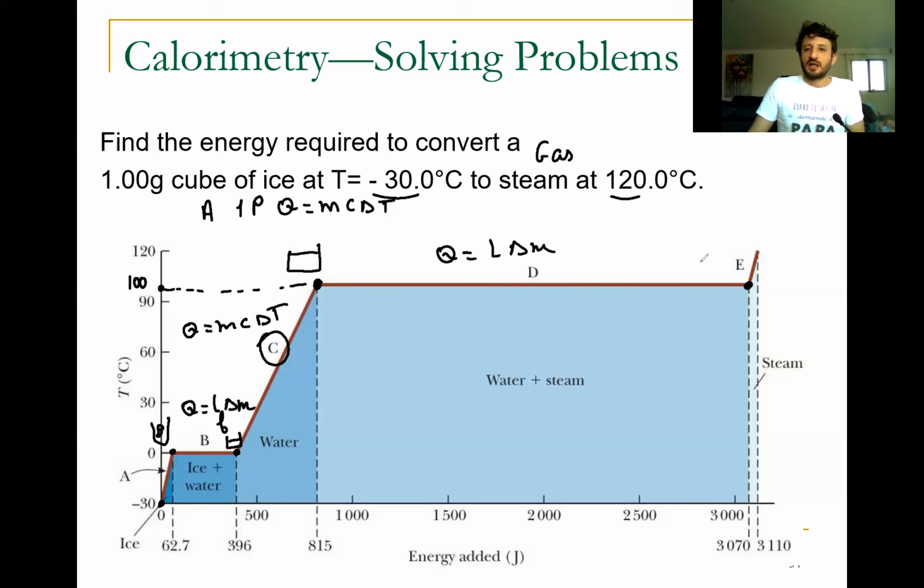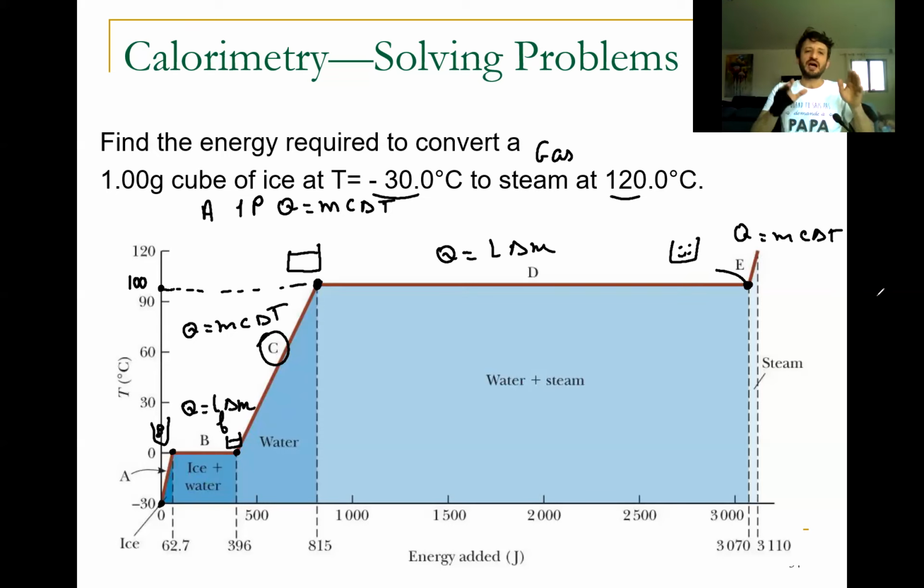At the point E, we have steam at 100. We have to give some quantity of heat to convert the steam from 100 to 180. So we have from steam to steam. So we have one phase, and we use in this case, in the zone E, Q equals mc delta T.